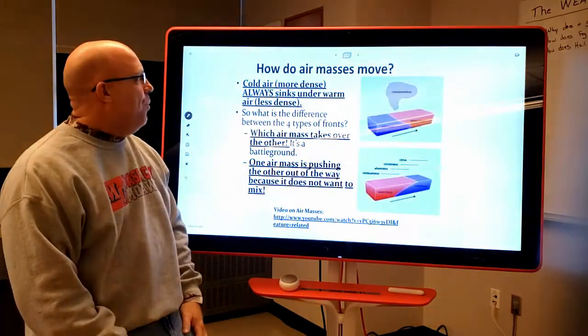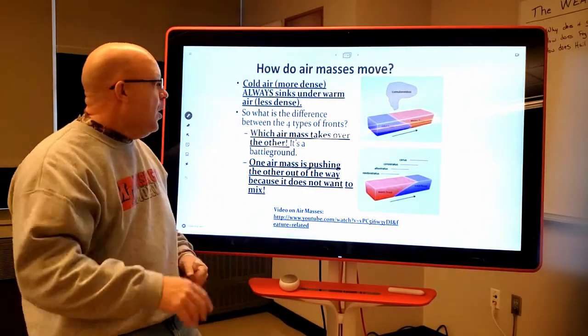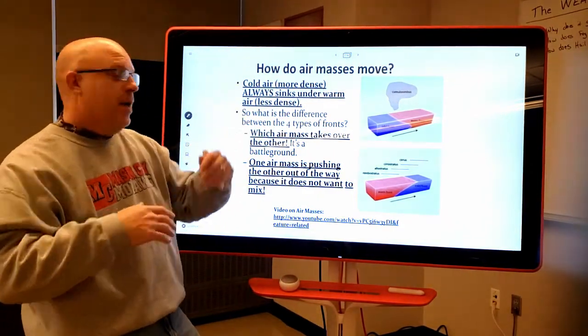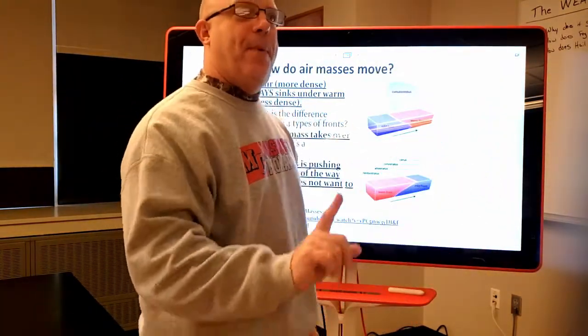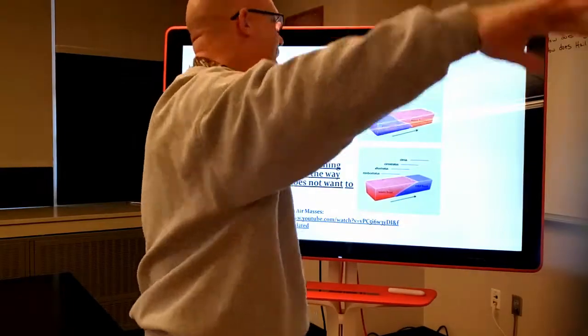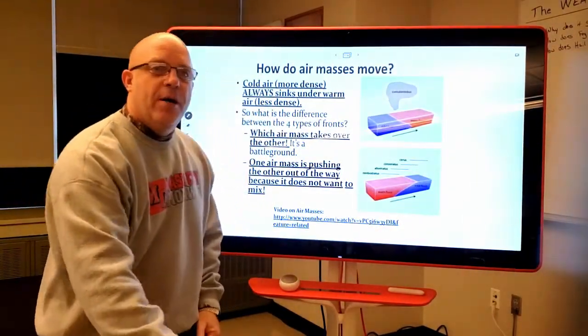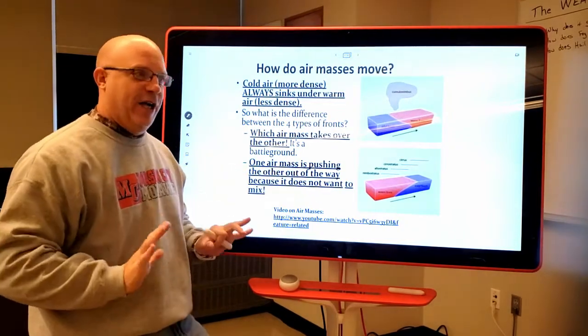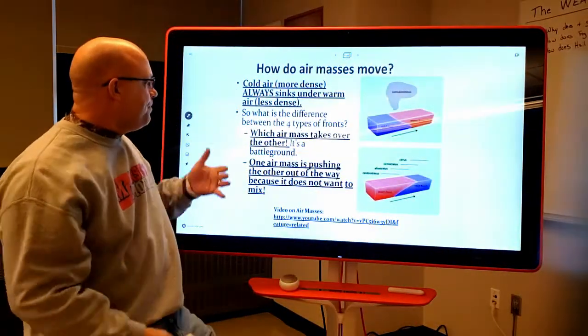All right, so how do air masses move? Well, cold air goes down, warm air goes up. And when they run into each other, the cold air is kind of lifting the warm air up out of the way and sliding it off. It'd be like a really, really low to the ground car going underneath a pickup truck. It's going to kind of pick that back end up and shove the truck out of the way.